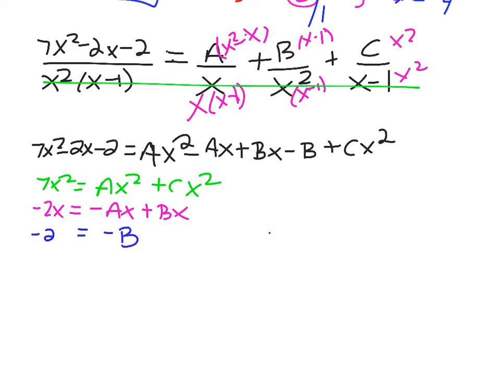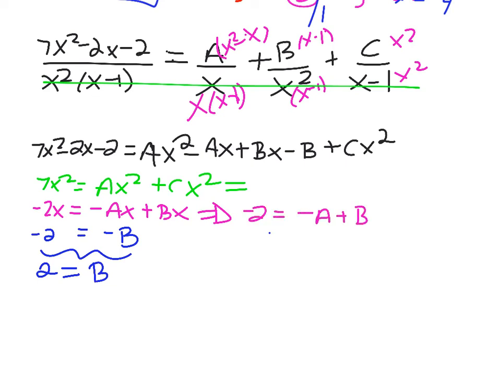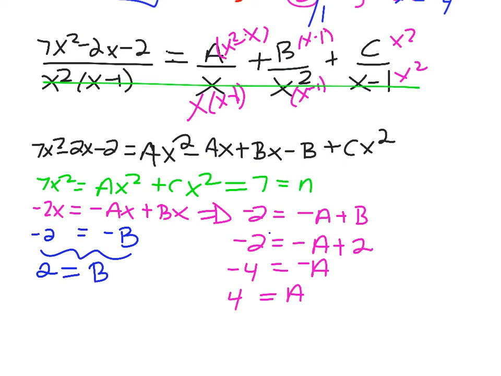Okay, so I could solve this here. So positive b is equal to positive 2. All right, actually, let me go with this one here, because that one has the b in it. So negative 2 is equal to negative a plus b. So b is 2, so negative 2 equals negative a plus 2. Minus 2, we get negative 4 equals negative a, so a is equal to positive 4. And then up here we have 7 is equal to a plus c. So then I have 7 equals 4 plus c. So c is equal to 3.